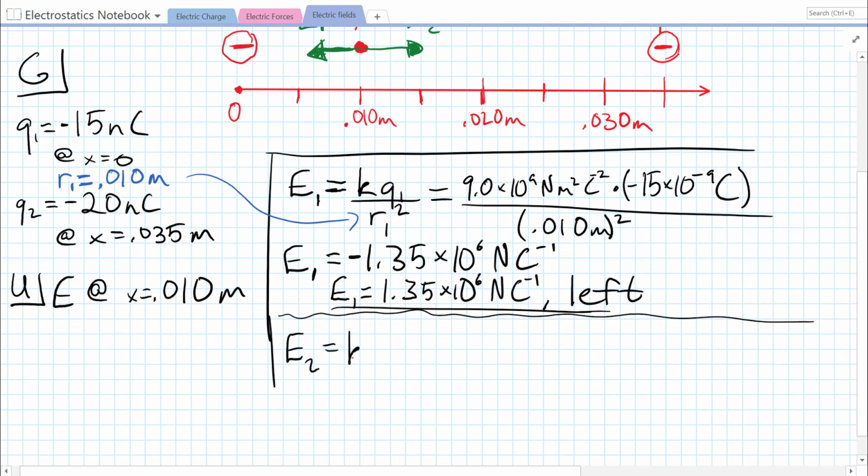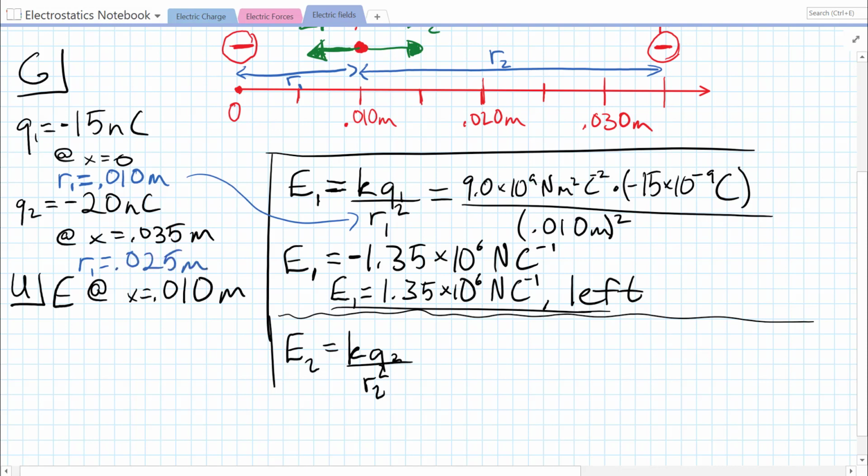E2 equals KQ2 over R2 squared. We know Q2. We don't know R2, but R is the distance from the charge to the point. So R2 is actually going to be that distance, R2. Actually, I'm also going to label R1, a little bit late, R1. And R2 we can see is the total distance minus the distance to the point. It ends up being 0.025 meters. So that's everything we need. We can start plugging in numbers.